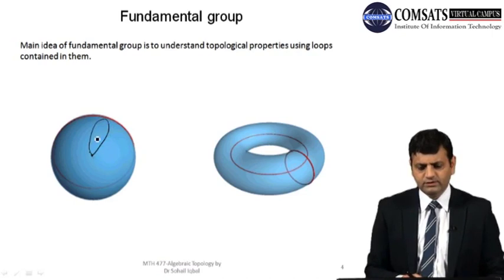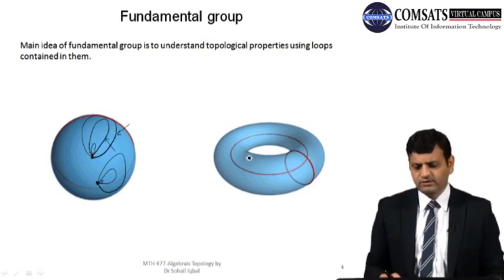Now if I have two loops on a sphere, then I can continuously deform this loop to this inner loop, and of course I can keep on deforming until the loop becomes just a point. And similarly, if I take any other loop, the same thing happens. Any loop can be deformed to just a point. So this is the property of this sphere.